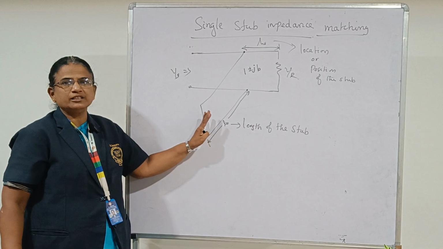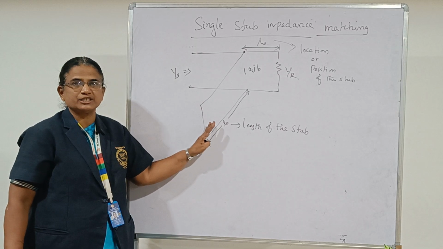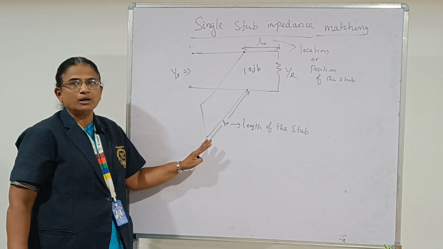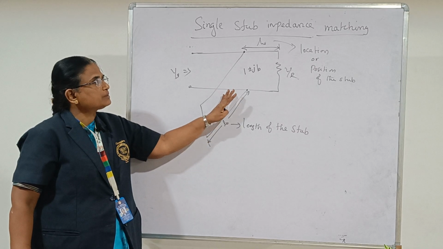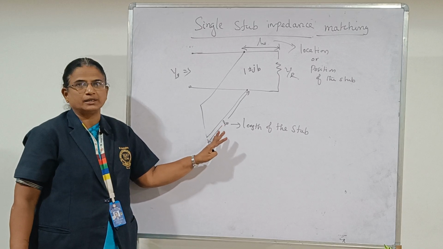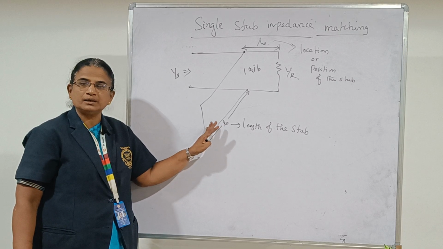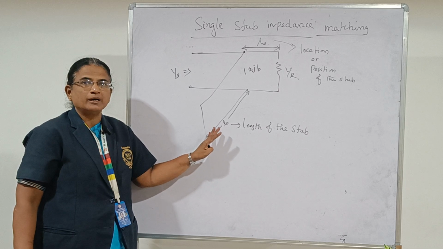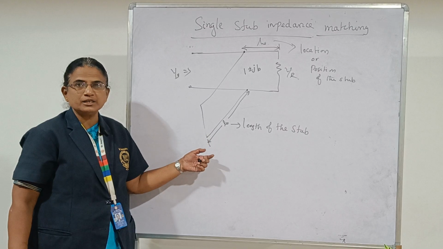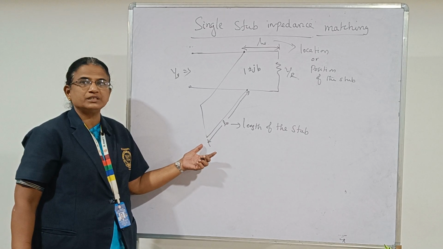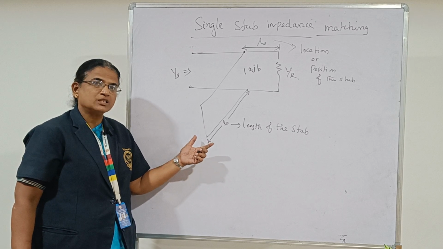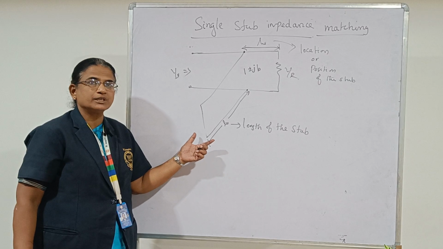So let me explain this single stub impedance matching using the Smith chart. Now we are going to solve a problem for this particular topic using the Smith chart. So what is the Smith chart? The Smith chart was invented by Dr. Smith. It is for plotting an impedance, converting an impedance into an admittance, finding the reflection coefficient, and finding the standing wave ratio. These are the various parameters that can be calculated using the Smith chart.